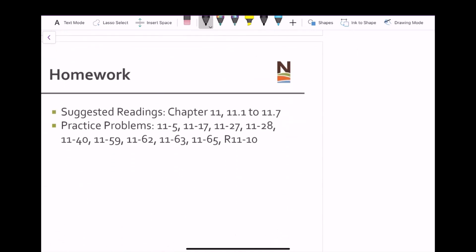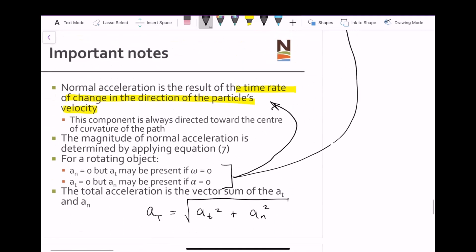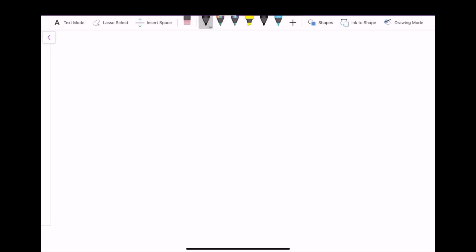Okay, so here is the suggested homework and readings. I've already given you some of these practice problems to complete. And we're going to go ahead now and do a few practice problems to solve normal and tangential accelerations. We'll start with problem 11.59 from the textbook, and this can be found on page 385.